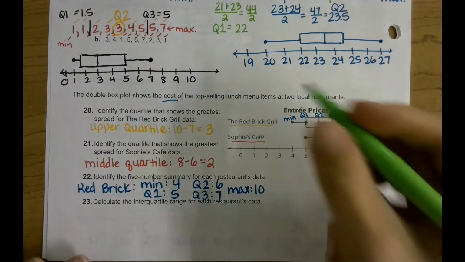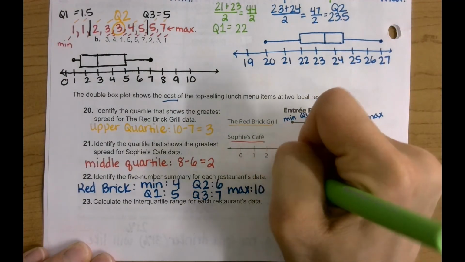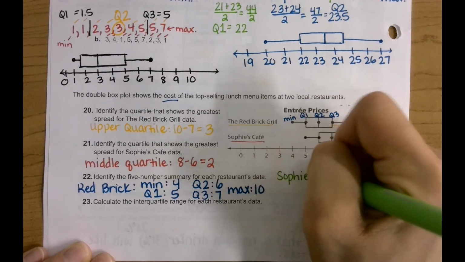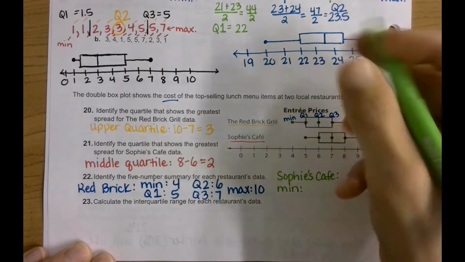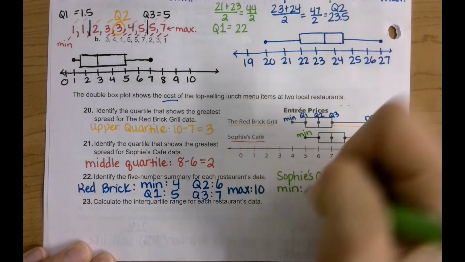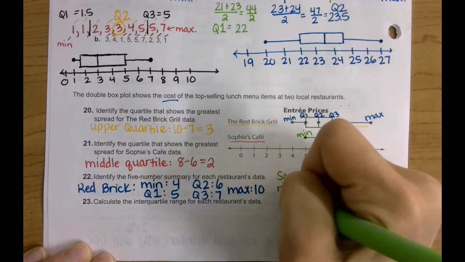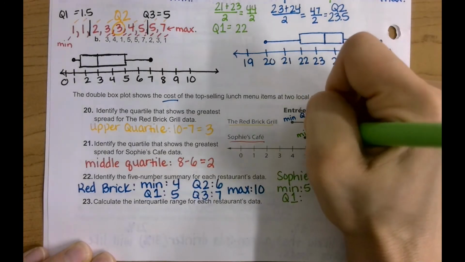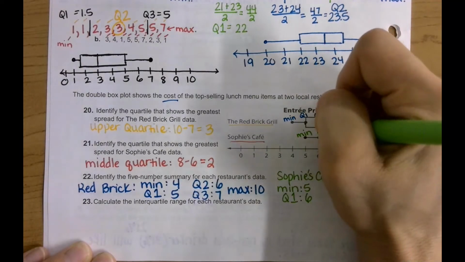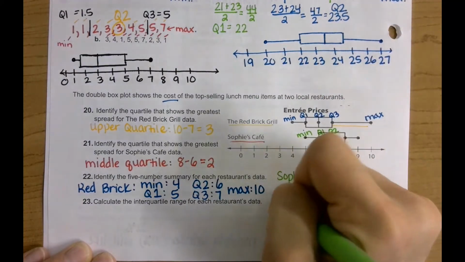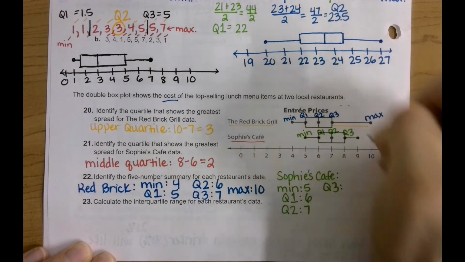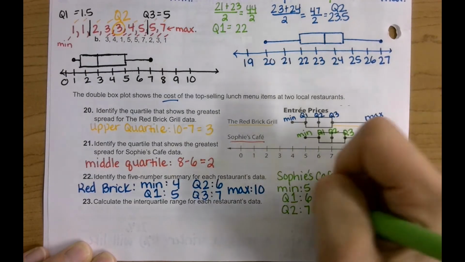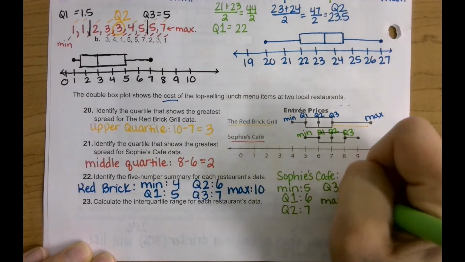Then we have Sophie's Cafe. So for the min here, that would be at 5. Q1 would be at 6. Q2, 7. Q3, 8. And the max would be 9.